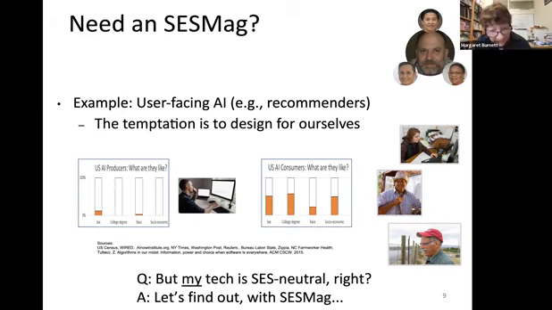So some of you may be thinking about your particular technology and say, okay, I can see why those other people need to worry about whether their stuff is socioeconomically inclusive, but mine is probably fine. I mean, it doesn't have insulting things about various socioeconomic situations. So it must be neutral, right? Well, that's the question, and the answer is, let's find out. Let's use SocioeconomicMag to see if it is.